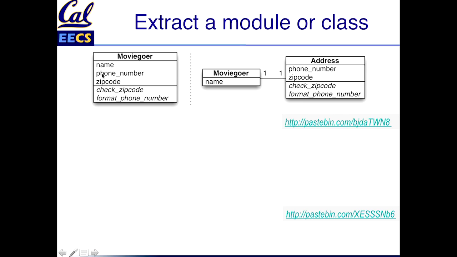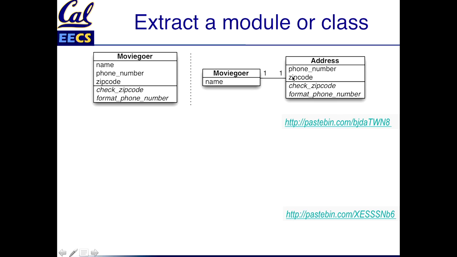For example, here's a hypothetical where we've got a moviegoer, and part of the fields in a moviegoer are things related to the address. And we start accreting methods that really are just about manipulating the address, right? So we're heading towards a situation where there's a collection of attributes and a collection of behaviors that sort of are disconnected from anything else that our class does. And we might think, OK, let's remove that responsibility from the moviegoer class. Where might we put it?